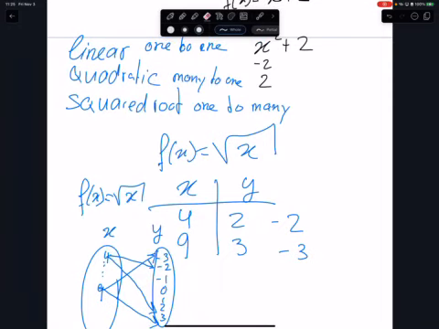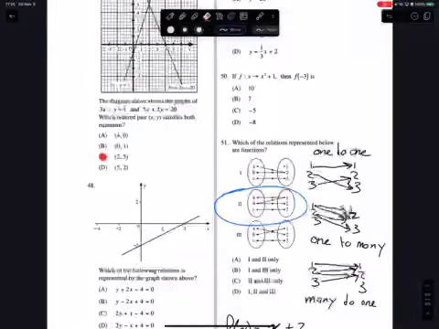Wait, so to get this straight, on the screen where the question was, the relations. One is meant to be many to one, right? The first one is many to one, and the third is one to one. One to one. Many to one.